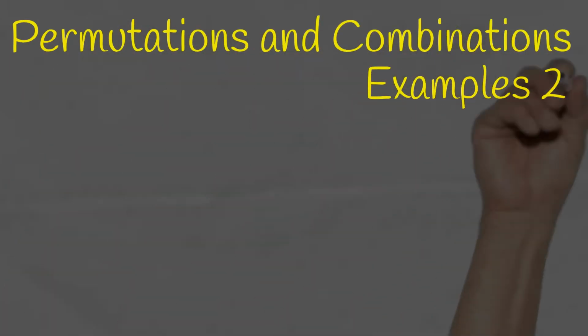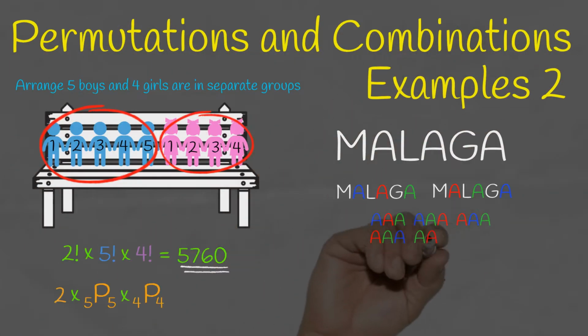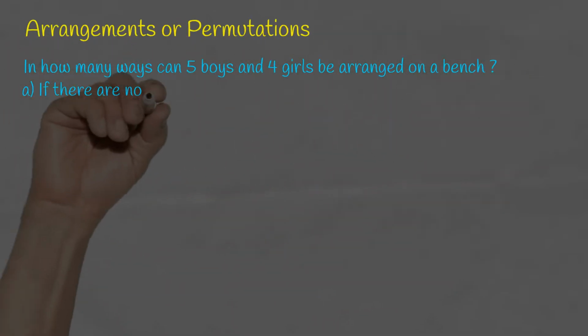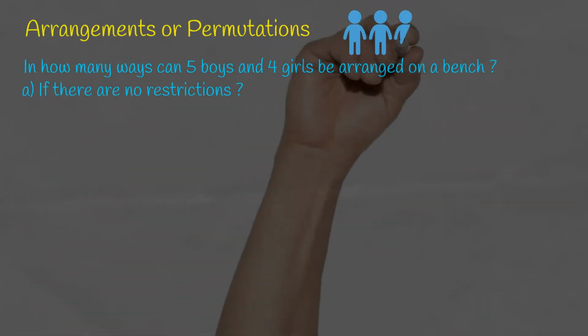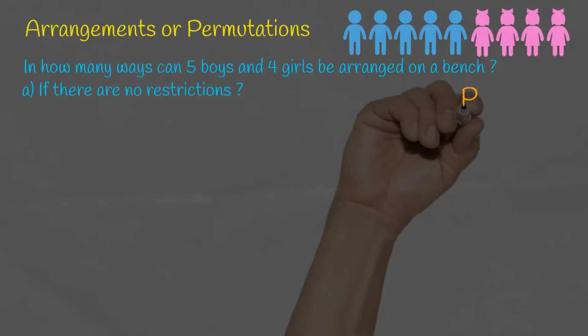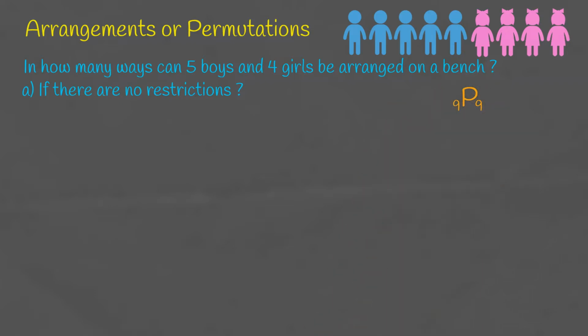In this video, we're going to go through some more examples for the permutations and combinations. If you have 5 boys and 4 girls and you want to arrange them on a bench, it's the same as having just 9 people if there are no restrictions. They can sit anywhere. We could also denote that as 9p9.